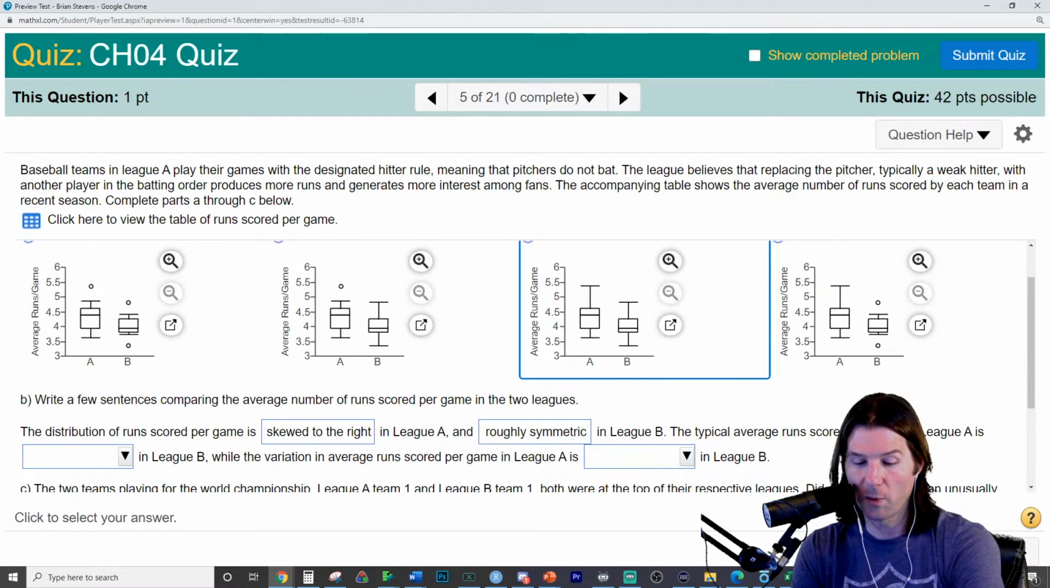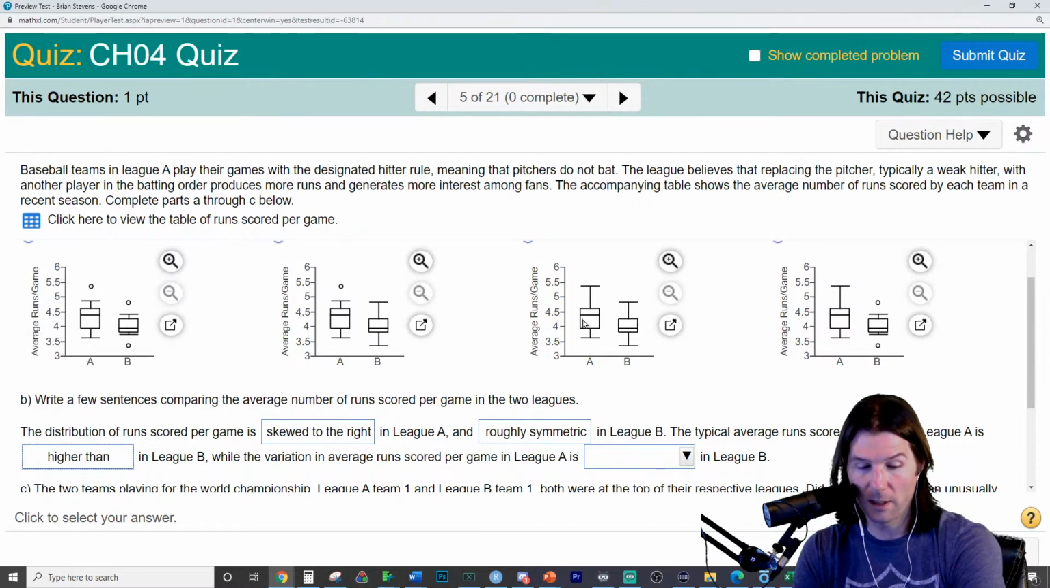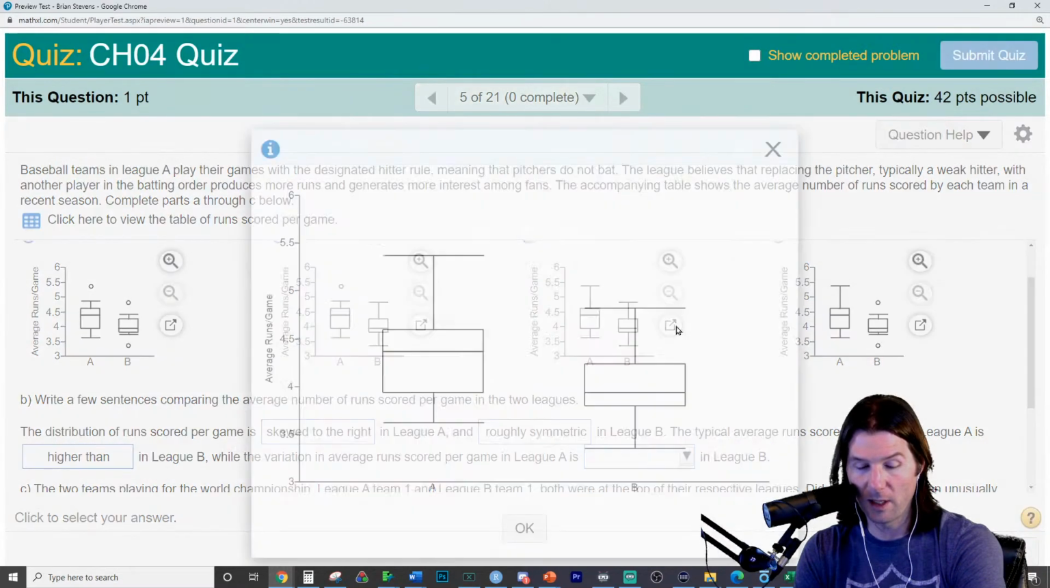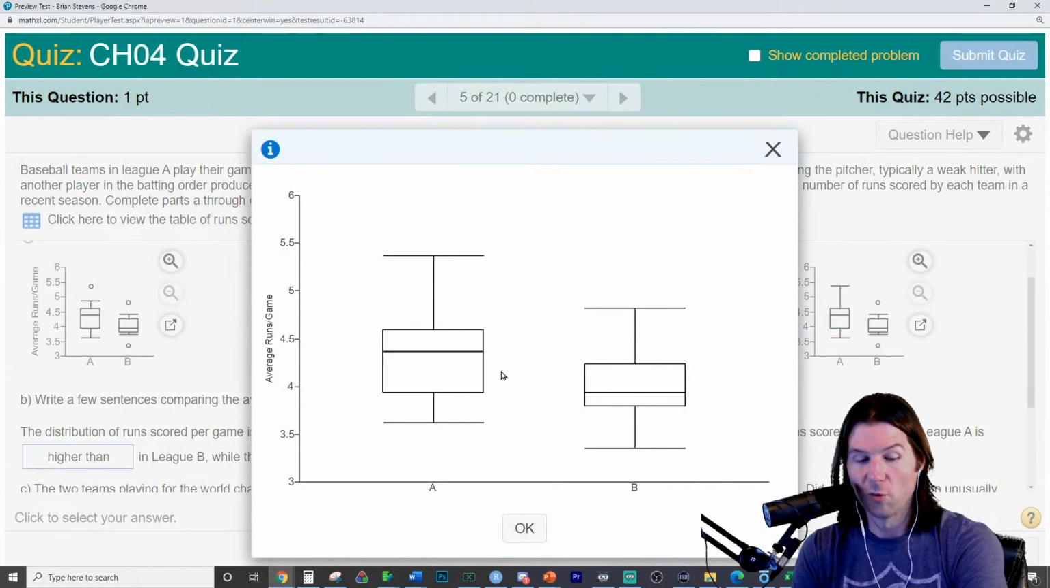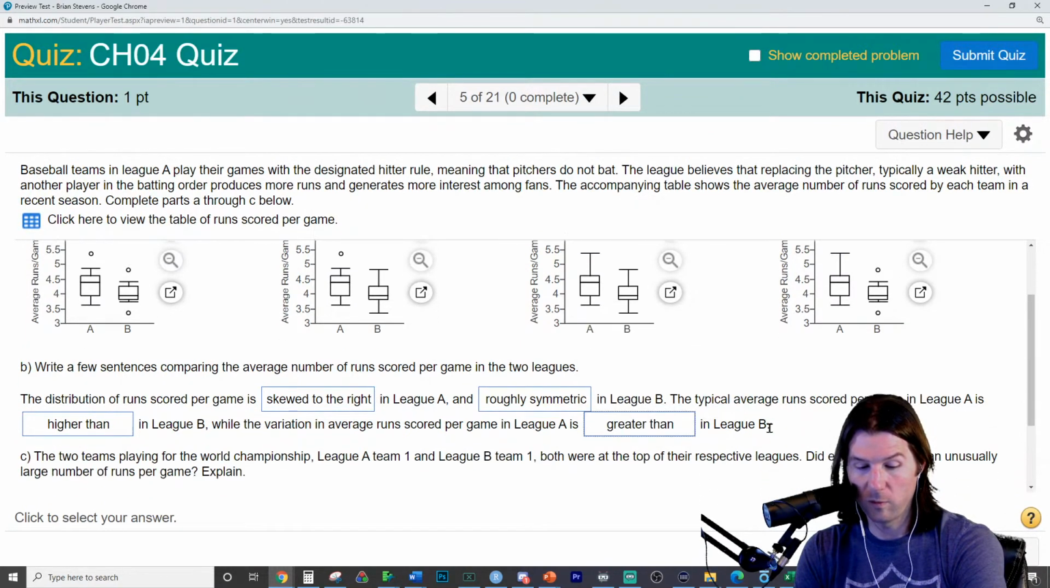The typical runs scored per game in League A is higher than League B. I think that's right because we look here. So League A is higher than League B, while the variation in runs scored per game in League A is what to League B? It's greater, it looks to be. If you look at the IQR right here, and even the range is greater. So we should have it is greater than.